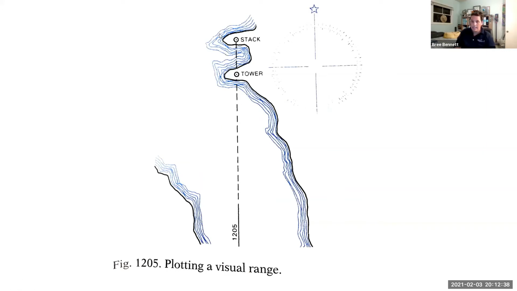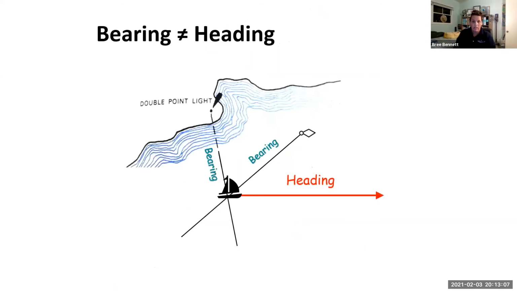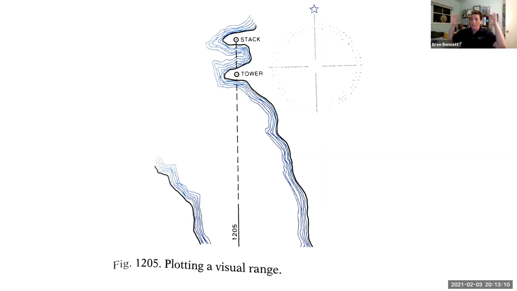This is an example of that visual range. When you see two things in line, a stack and a tower, I'm going to say man-made ones. There are many man-made visual ranges for entering a channel. I don't think Newport has one. I could be wrong, but I don't think Newport has one. I wish I had a picture of it. They're very large boards, if you will, and they're striped. Okay, I'm going to draw it.